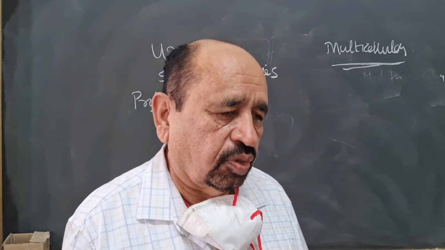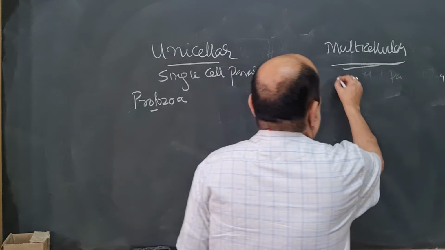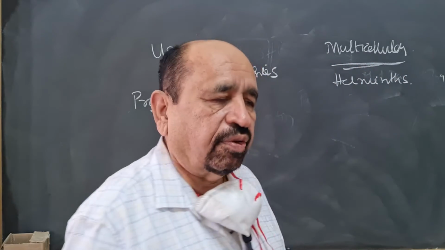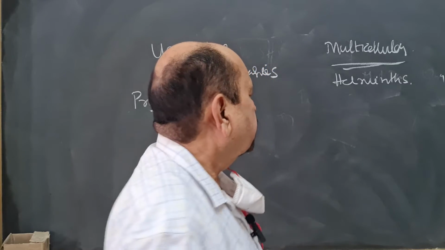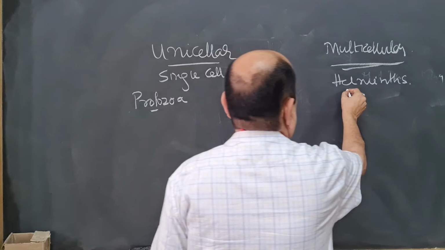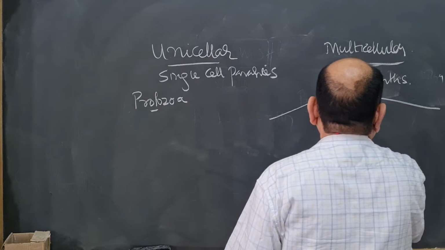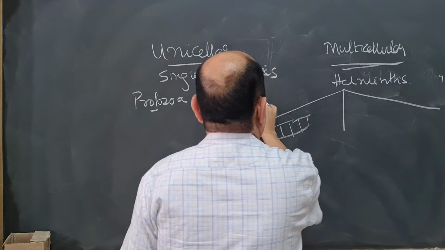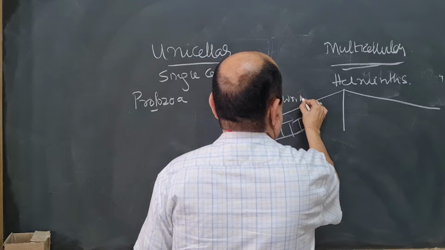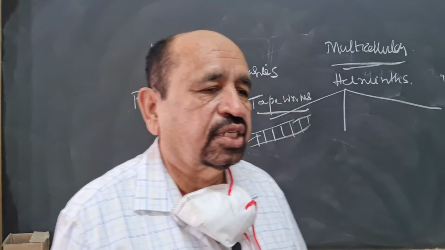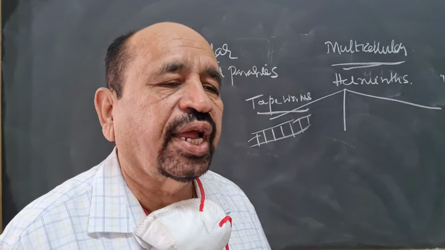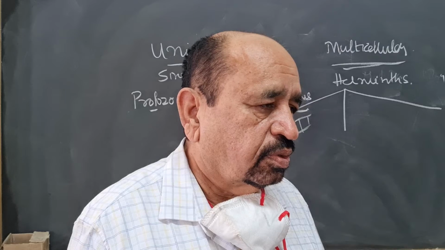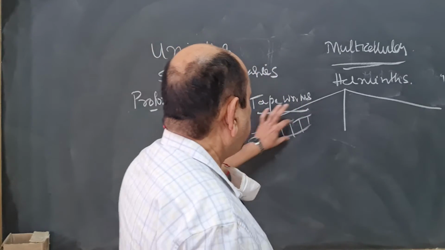Multicellular organisms are called helminths. They are classified into three types. Tapeworms. Why are they called tapeworms? They look like tape. You have seen tape? Where is tape used? Measuring the cloth, no? It looks like a tape.